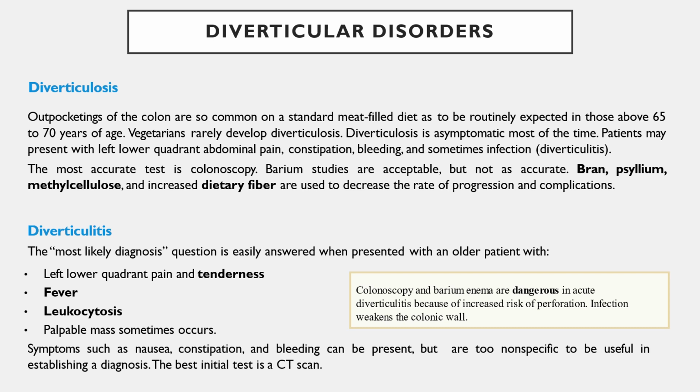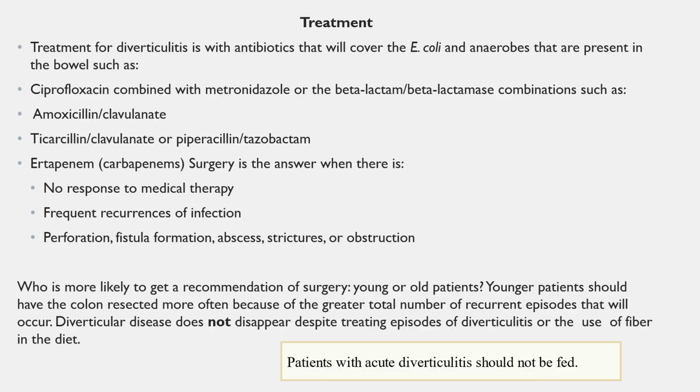The best initial test is CT scan. Colonoscopy and barium enema, this is a clinical tip, are dangerous in case of acute diverticulitis because of increased risk of perforation. The infection weakens the colonic wall. And let's go to slide number 12, the last slide.